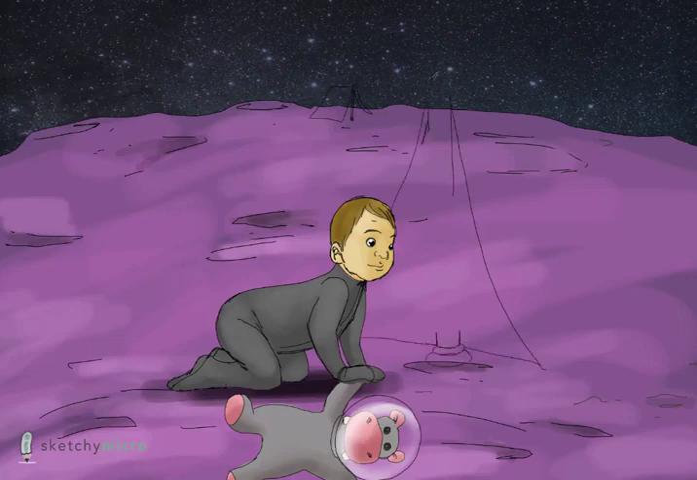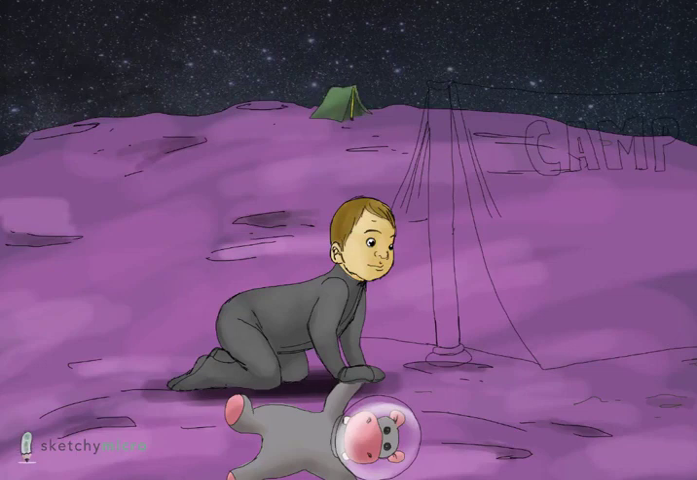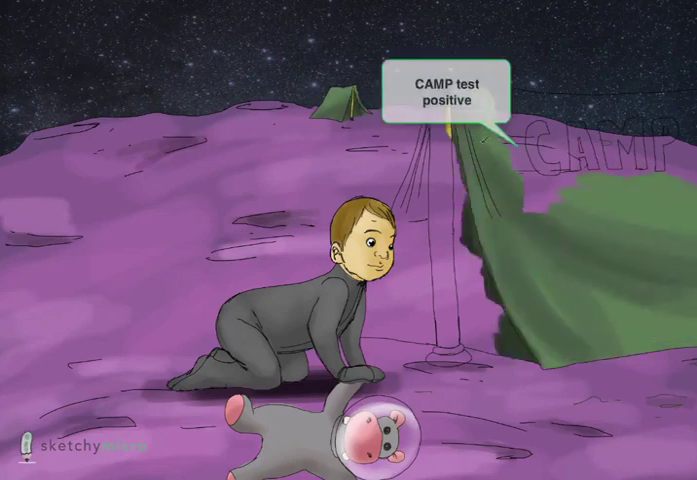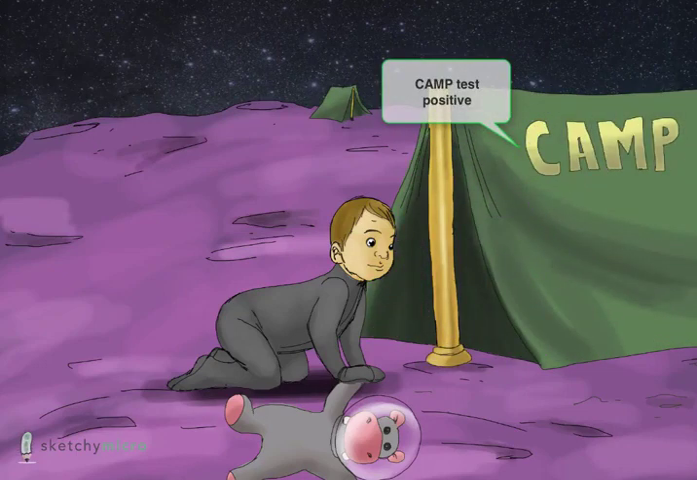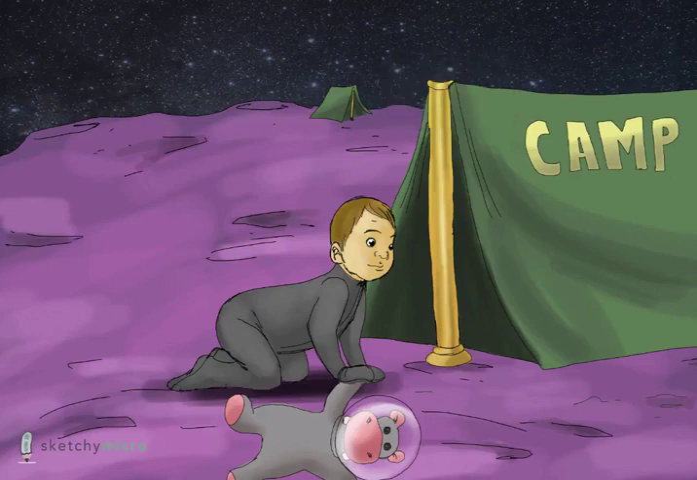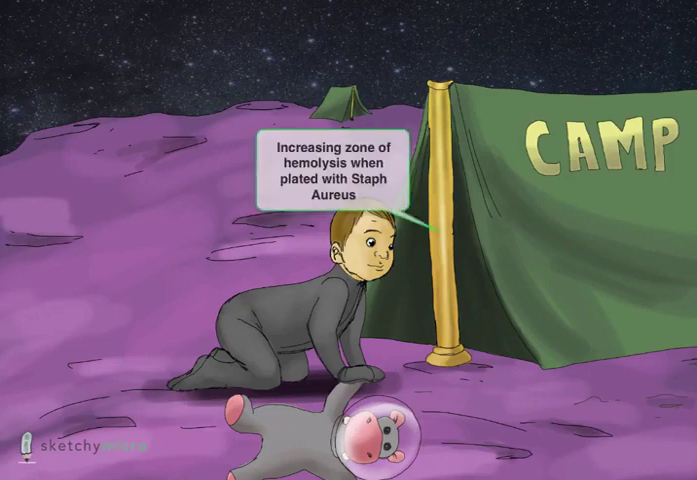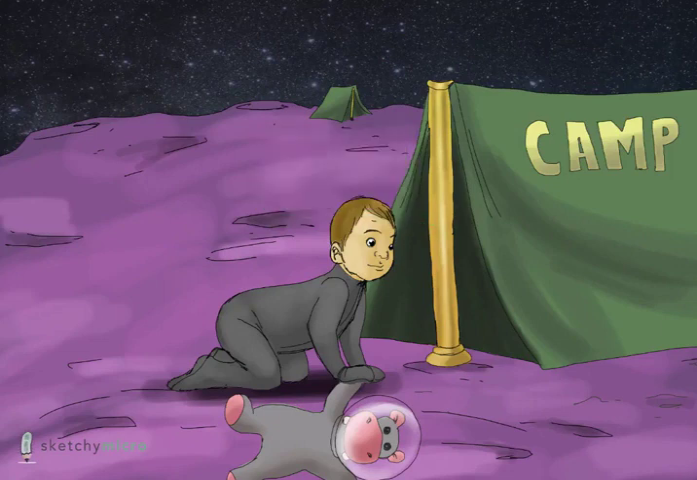Now we're drawing some tents to add a space camp. The space camp will symbolize that Group B strep is camp test positive. The camp test distinguishes A galactiae from all other streps, including strep pyogenes. It has nothing to do with cyclic AMP, it simply means that when GBS is plated with Staph aureus, it has an increasing zone of hemolysis. So that you remember what the camp test is, we made the tent poles resemble the golden staff that Moses carries in our Staph aureus segment.